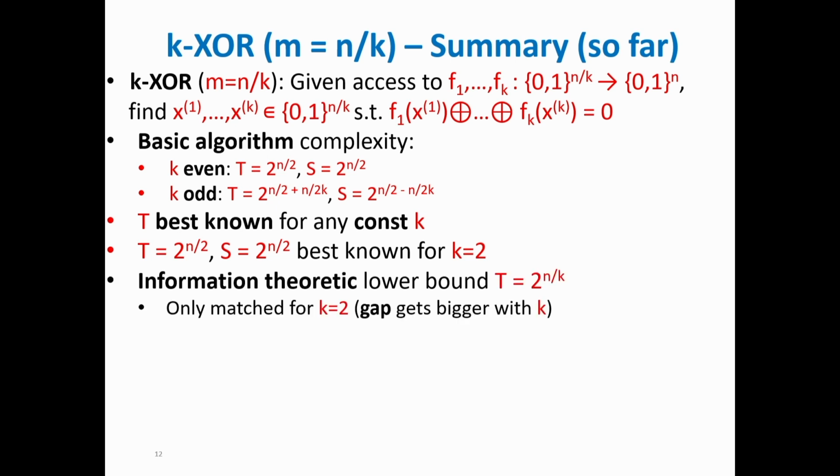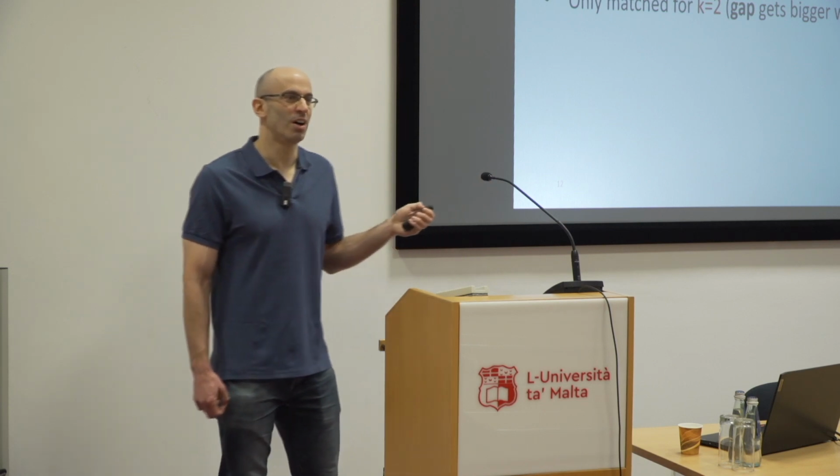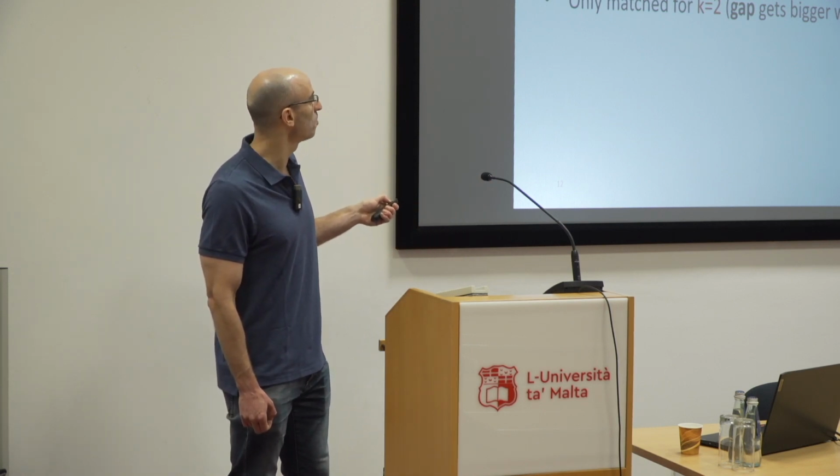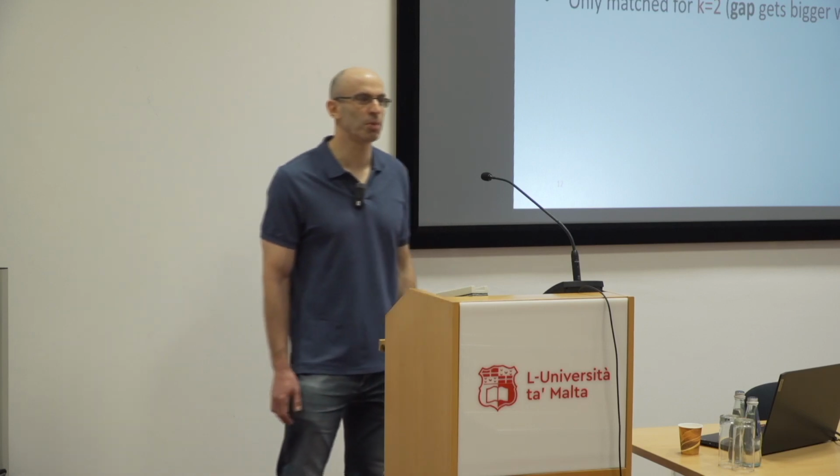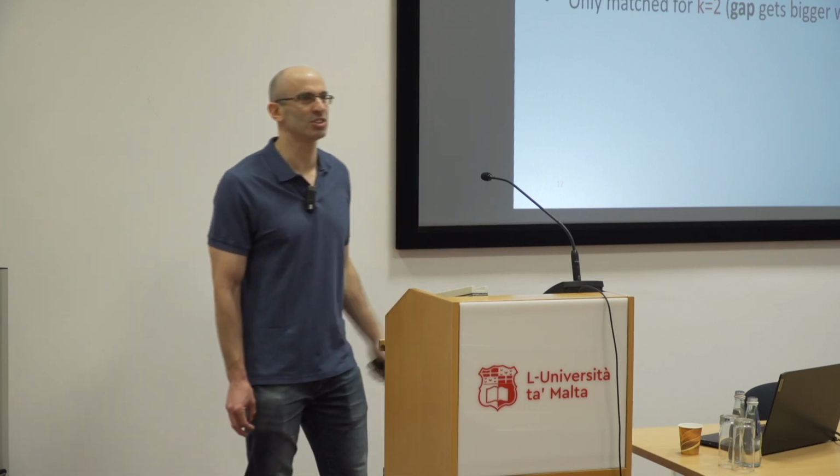The information theoretic lower bound is 2 to the n over k, and it's only matched, obviously, for k equals 2. As k grows bigger, we still don't know how to do better than roughly 2 to the n over 2, or this 2 to the n over 2 plus this leftover. The information theoretic lower bound drops sharply with k, but even though this lower bound drops sharply, we don't really know how to do much better than this basic algorithm that I just described.